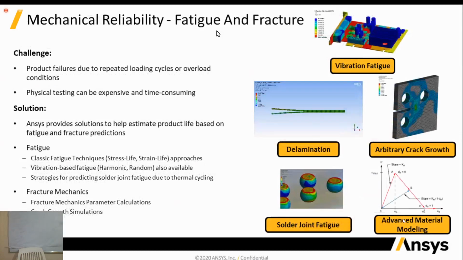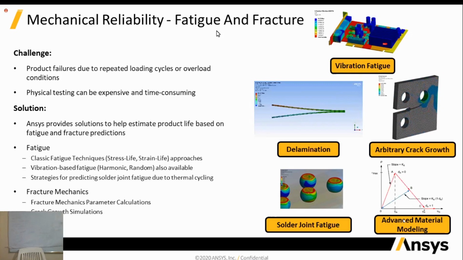Then we have fatigue, vibration fatigue, and fracture. Under fracture mechanics, we also have a few applications for electronics. One is delamination simulation. If you wish to simulate delamination or debonding of contact along a predefined path, we can use the delamination capabilities in Ansys Mechanical. This is under Ansys Mechanical fracture mechanics. This will be able to simulate the delamination. It can be due to any type of loading.